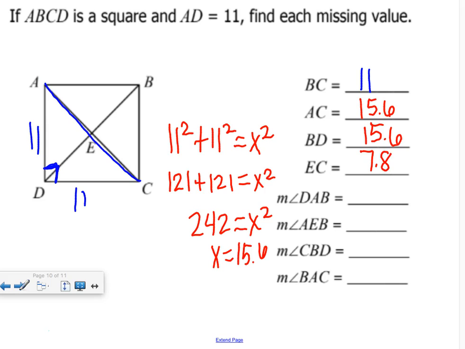Those are really easy. And the angles are really easy. Angle DAB, 90, it's in a corner. AEB, 90. CBD, 45. And BAC, 45.